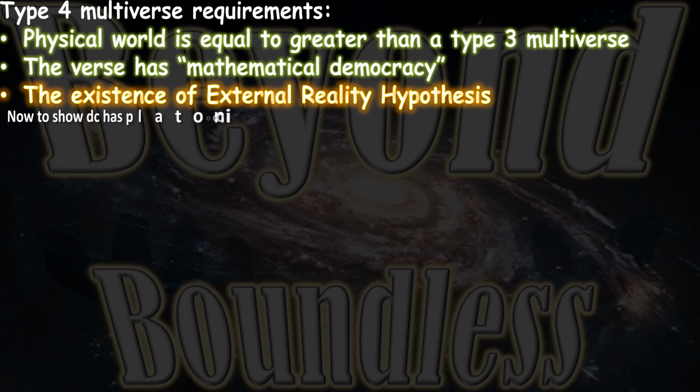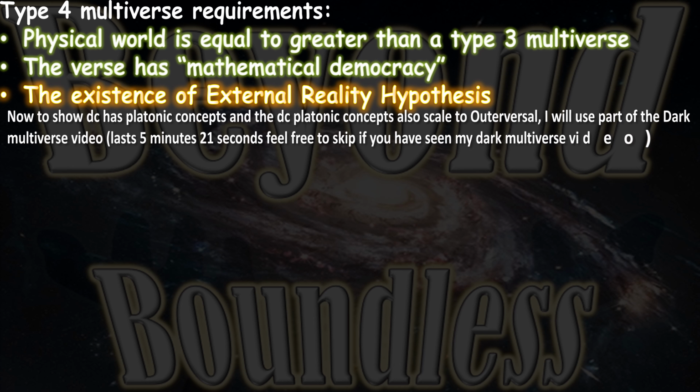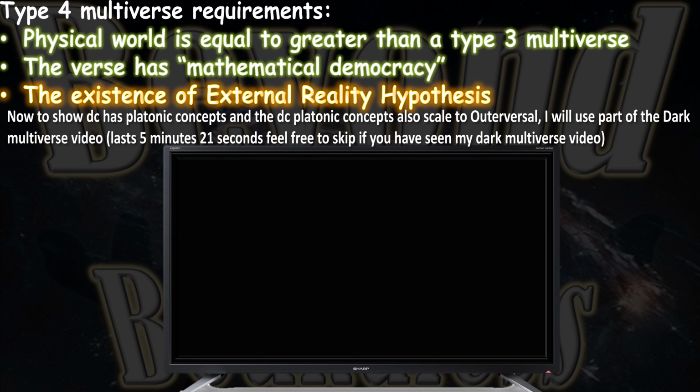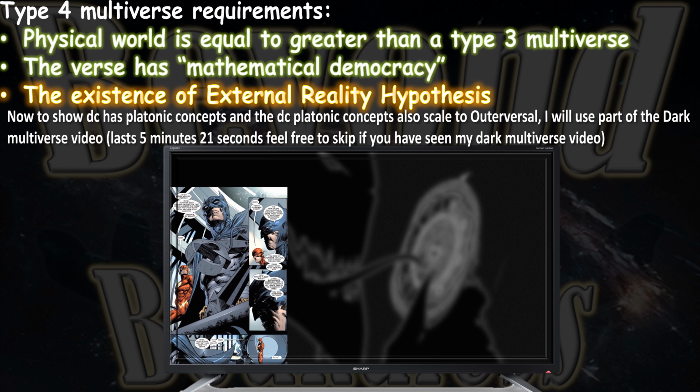Now that we've explained how the external reality hypothesis works, we should show that the DC multiverse has the external reality hypothesis, or more precisely, has Platonic concepts. To do this, I'll be using a clip from my DC Dark Multiverse video, as it went over this in very good detail. Now it's time for the classic Platonic concept scaling for DC Comics.